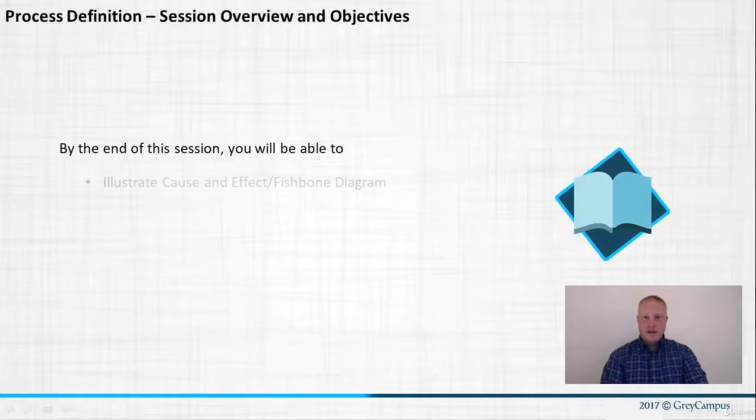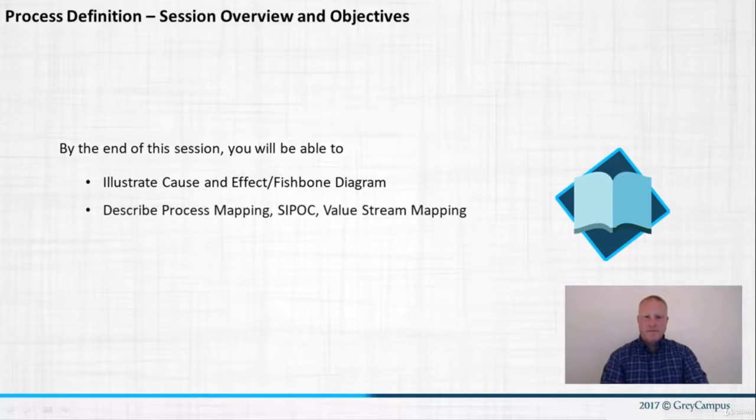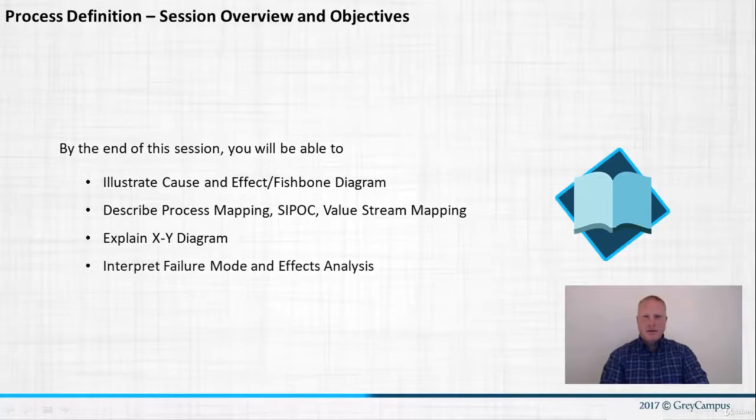In this particular session, we'll be talking about tools such as the fishbone diagram, also known as cause and effect diagram or Ishikawa diagram. We'll talk about process mapping, SIPOC, and specialized process mapping called value stream mapping. We'll talk about the XY diagram and failure mode and effects analysis, or FMEA.